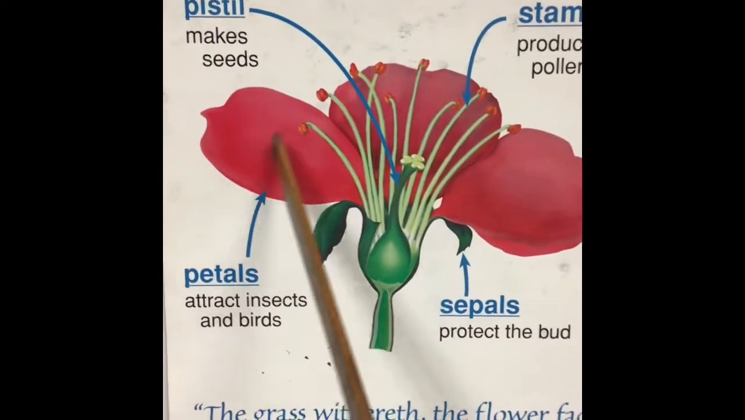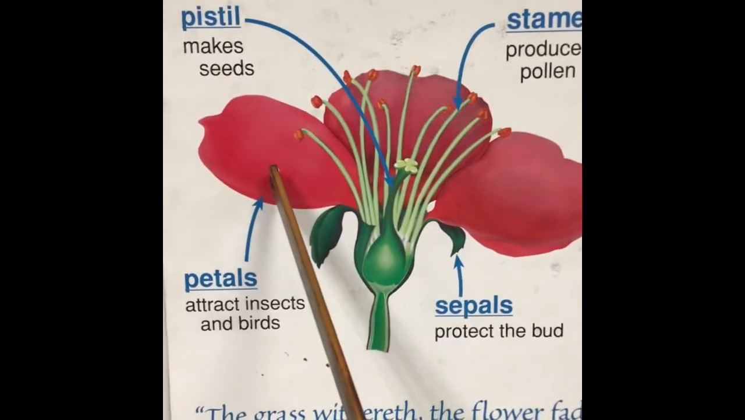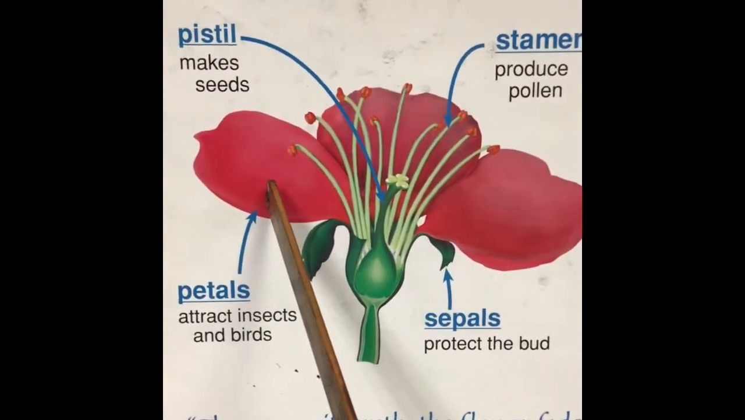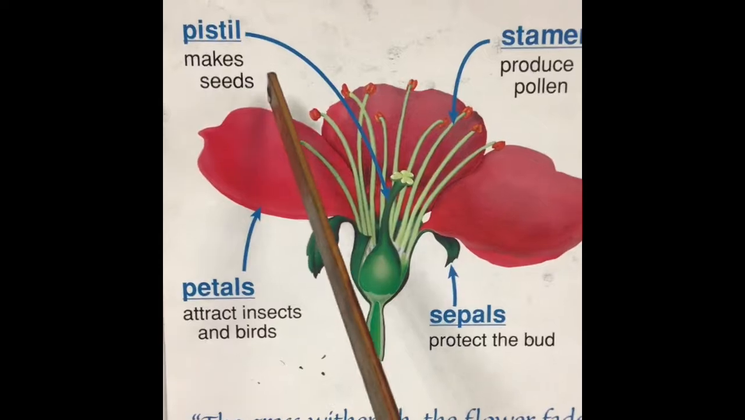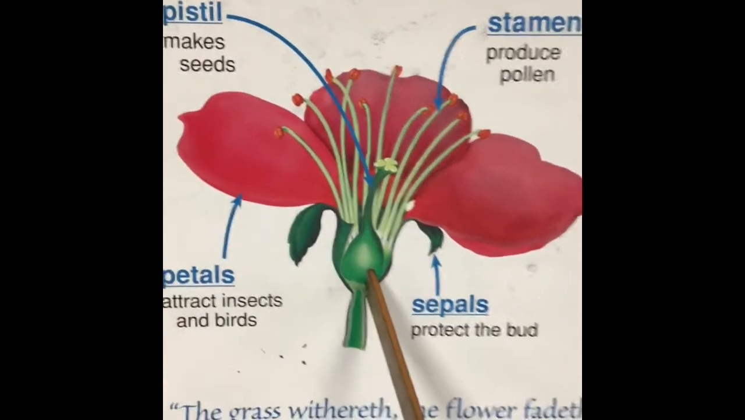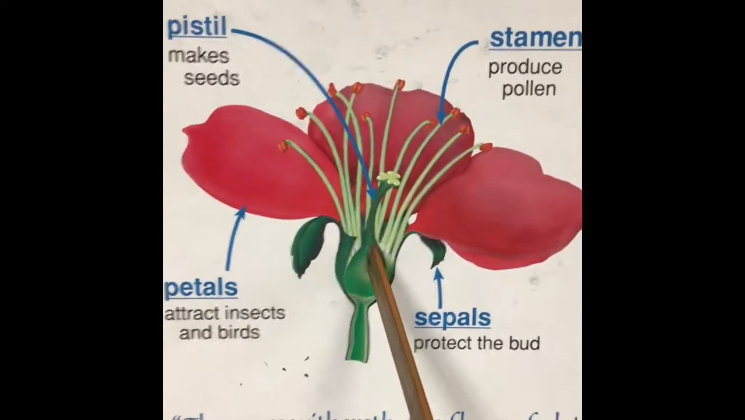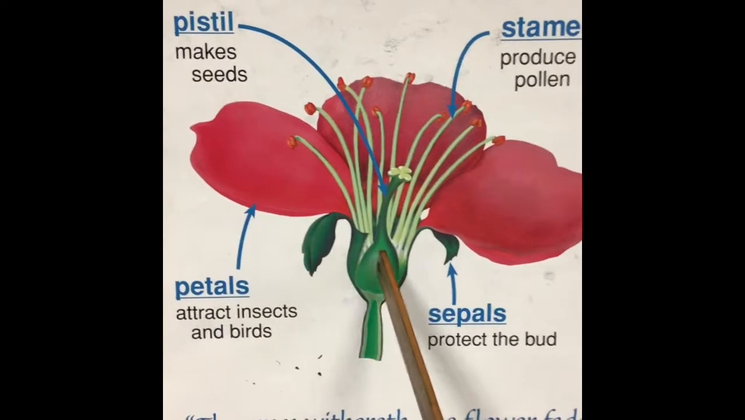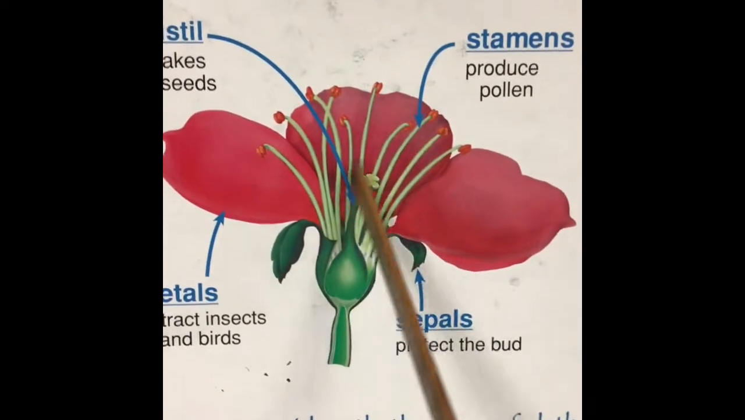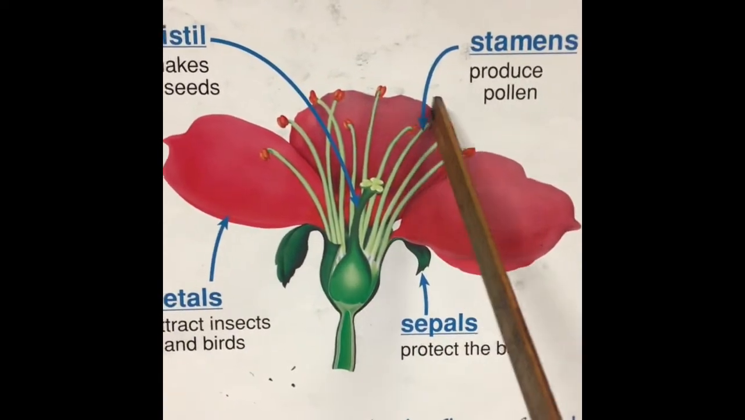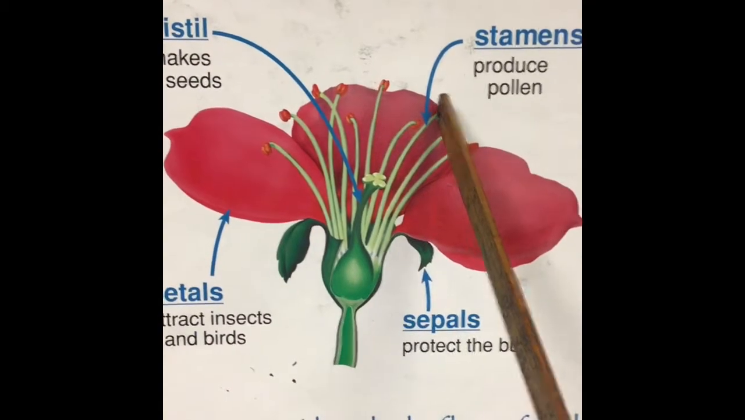Petal, which we all know, the petals, right? That's the part that attracts the bees or the birds or whatever to pollinate it. Pistil, like a gun pistol, pew, pew. That's where the eggs are made or make the seeds. And then stamens that make the pollen. You can see the pollen right there on the end, right?